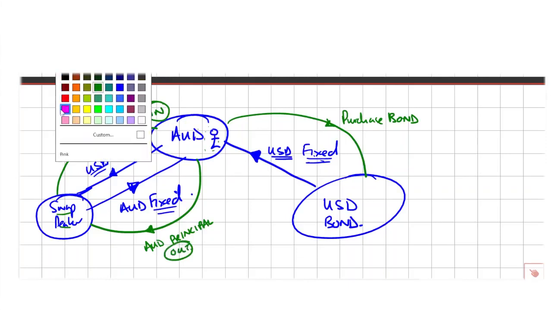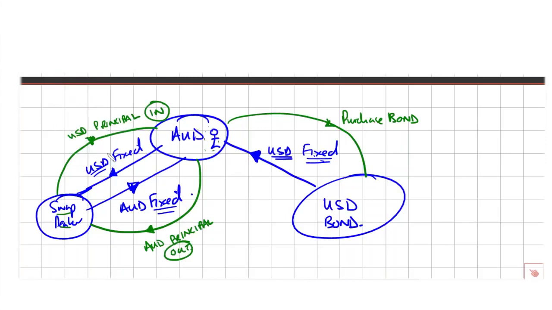Now, at the end of the swap's life, I know it's going to get quite crowded here, but at the end of the swap's life, we just return these principal amounts. At the end of the swap's life, we're going to have to pay back the US dollar principal. That's going to have to go back. And we'll receive back our Aussie principal. But that's at the end. The red lines are at the end.